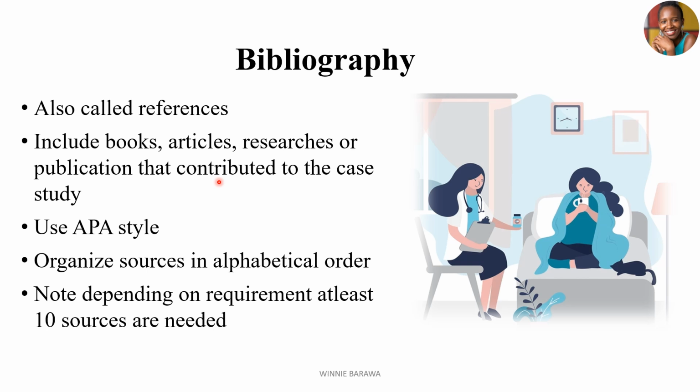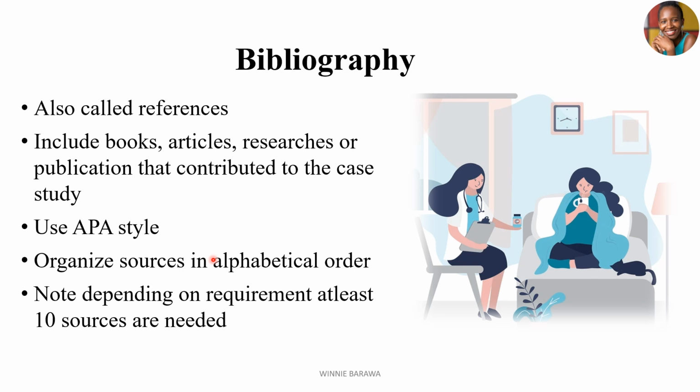You're also supposed to organize the sources in alphabetical order, like authors who start with the letter A, they start first. Authors with letter B, they follow. So the references are organized in alphabetical order, so that authors with names starting with Z are going to be the last part of the list of the references.